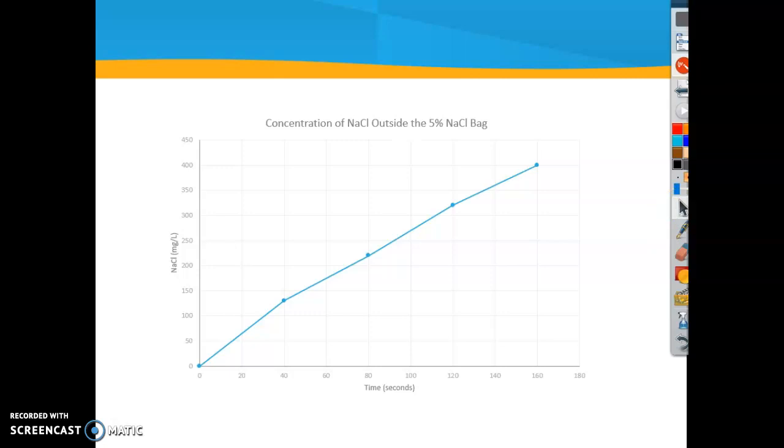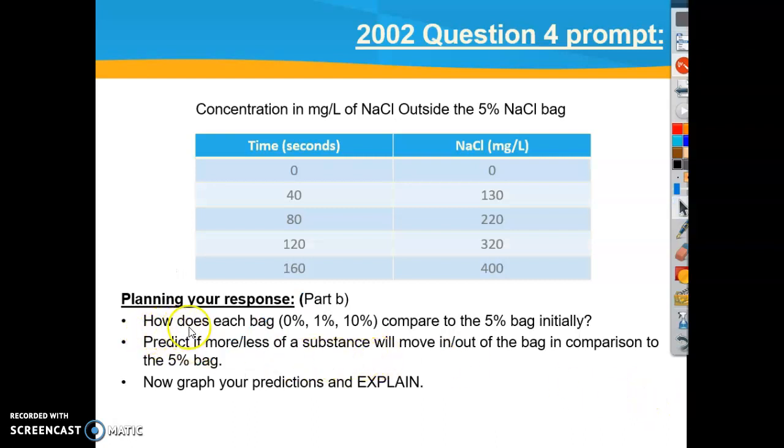Now, for lower concentration, so lower numbers, 0%, 1%, we're going to see less sodium chloride in the bag, right? As the numbers get higher, as the percentages get higher, we're looking at more sodium chloride in the bag. So that's what this first question is asking you to think about. How would you plan that response? Then we're going to say, based on these numbers, are we going to see more sodium chloride coming out of the bag, or are we going to see less sodium chloride coming out of the bag?